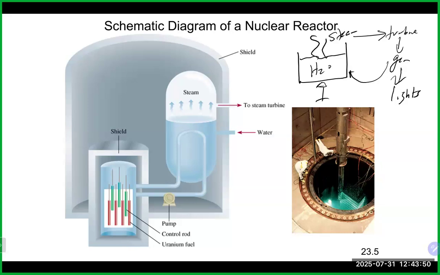So the difference between a traditional power plant and a nuclear power plant is how they actually heat the water. In a traditional power plant, they burn coal to heat that water. In a nuclear power plant, they do a fission reaction to use the energy to heat the water. So that's what we see here, a nuclear power plant.